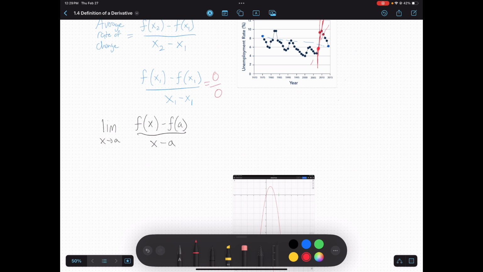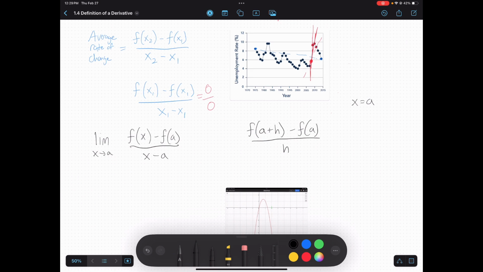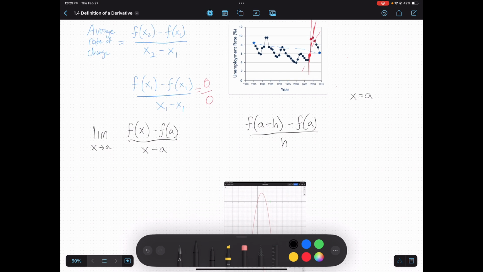So another way you'll see this done with derivatives is using something called the difference quotient. So the difference quotient looks something like this, where once again, A represents the x value that I'm looking at. So this is at a specific x equals A. If we were talking about the unemployment rate, my x value would be 2008, right? It's the point that we're looking at. And then I use this formula.